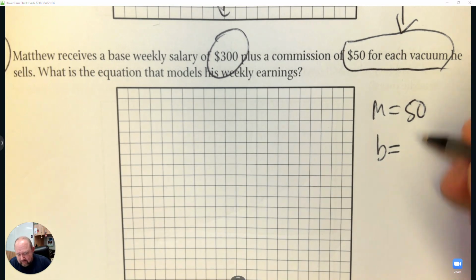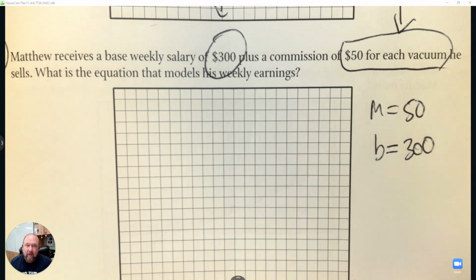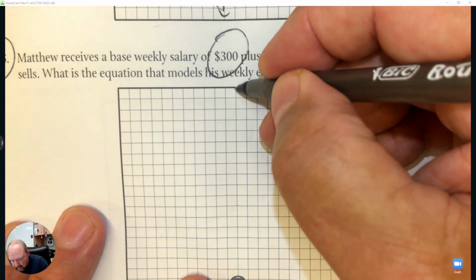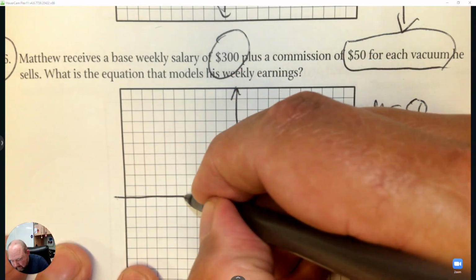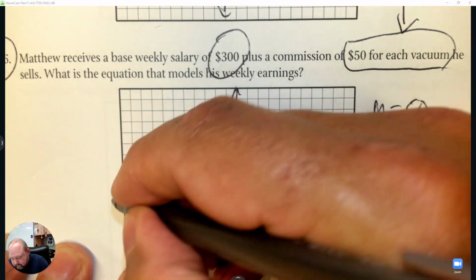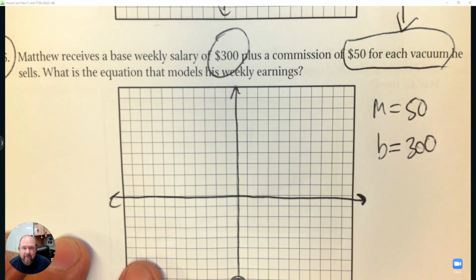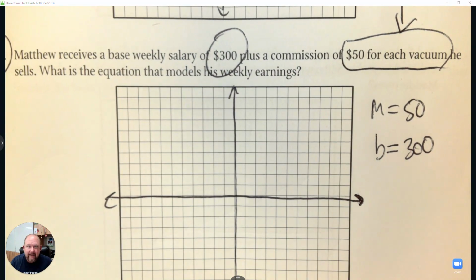And is there a base, a y-intercept, a number that we start with? So our y-intercept is $300 as a start. So our y-intercept is like our starting value, and our rate is what we apply to our starting value. Again, I should have drawn an L, but I can't go back right now.